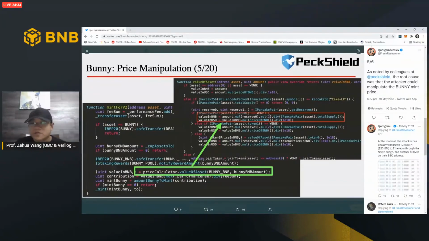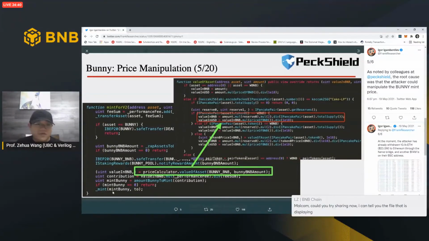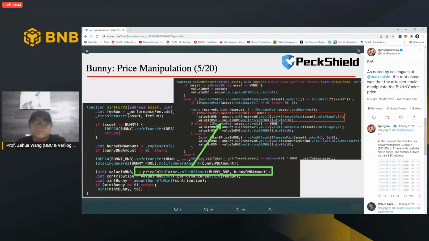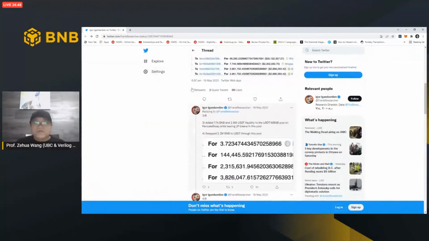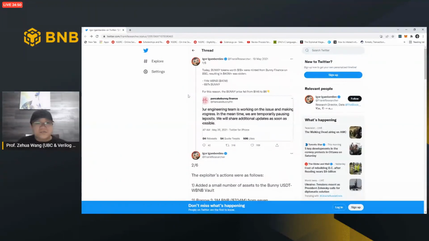And then the root cause was that the hacker could manipulate the Bunny minting price. So if this Bunny minting price is very low, then this person can mint a lot of Bunny tokens. Okay, so this is the very general description of the first hack. Then what we are learning today is the PancakeSwap Bunny hack.